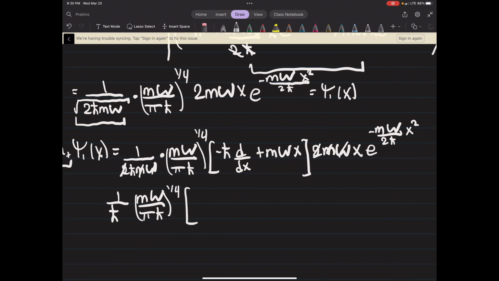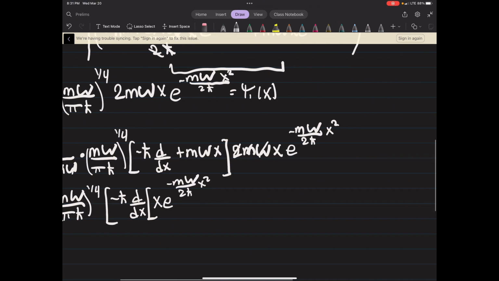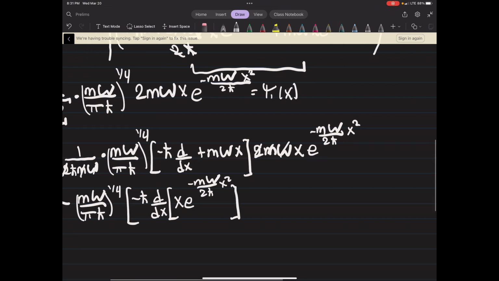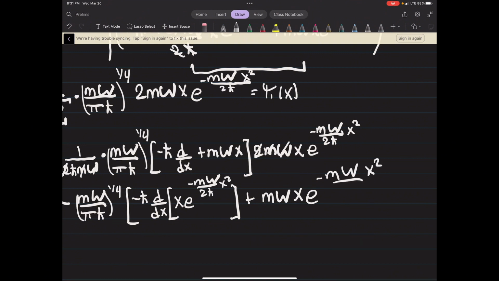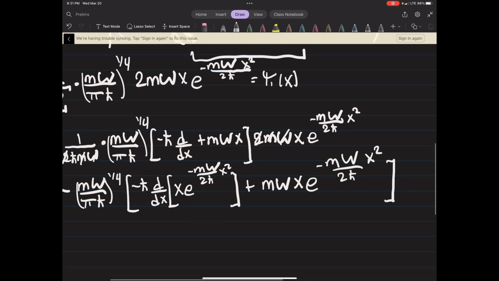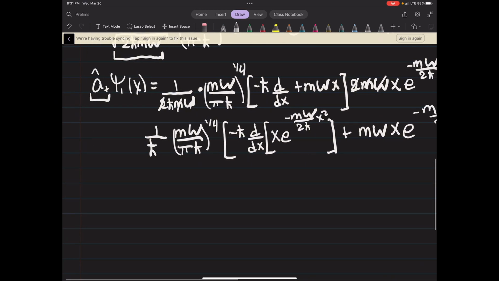And now we're going to have to distribute this. We have minus h bar d by dx of x e to the minus m omega over 2 h bar x squared plus m omega x e to the minus m omega x squared over 2 h bar. Okay. Alright, so I'll just keep writing these constants out this time.